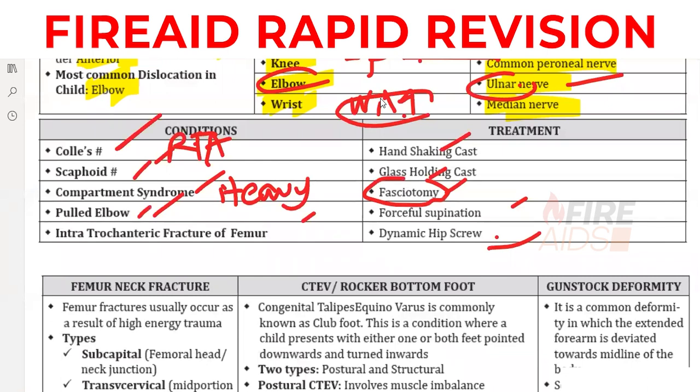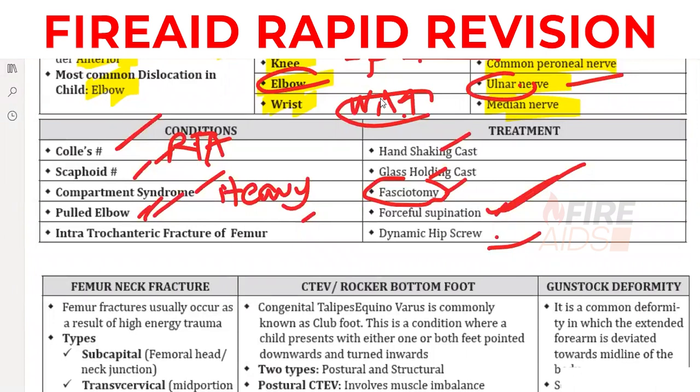Then comes the pulled elbow. If they tell you that this condition happens in children who are playing with their fathers, the father would probably swing the child by the hand, and then the elbow will get pulled up. That is pulled elbow. Just turning the hand in a supination way is enough. That is forceful supination. This usually happens when the child is taken for an X-ray. When the X-ray has to be done, the elbow will be supinated just for taking the X-ray, and at that moment itself, it will get corrected. So forceful supination is the way of correcting the pulled elbow.